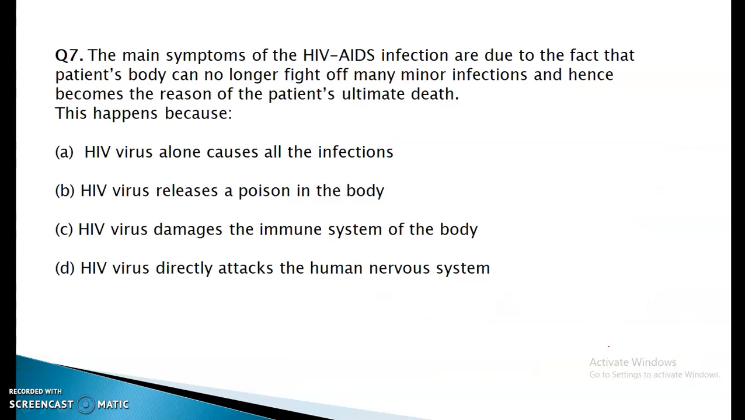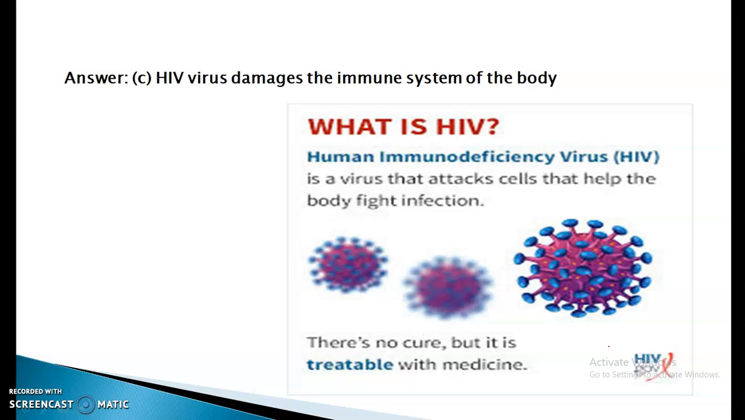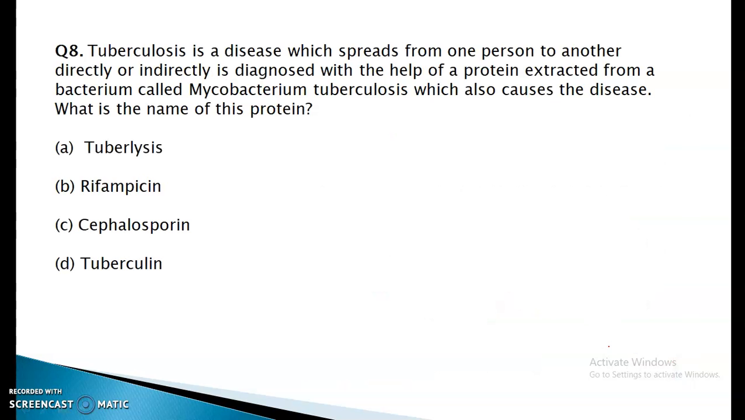So this is a good question, on the main symptoms. It damages the immune system, so our body is unable to respond or fight against different sorts of diseases. It's a syndrome, right? AIDS means what? Acquired immunodeficiency syndrome. So our immune system fails to that extent. Moving forward, we have question number 8.